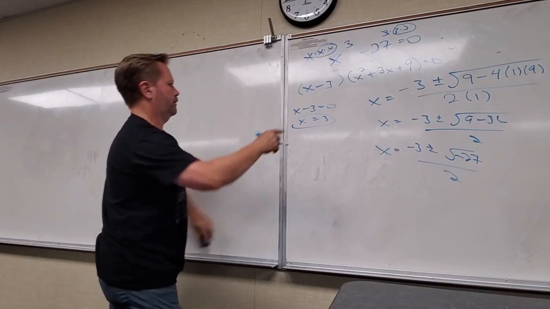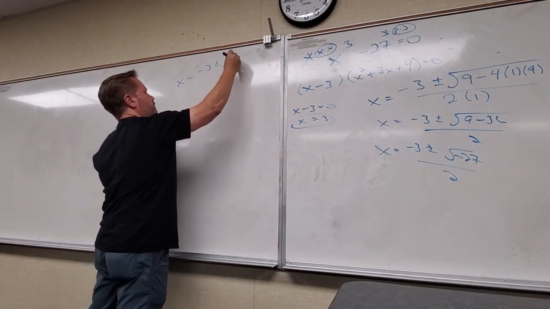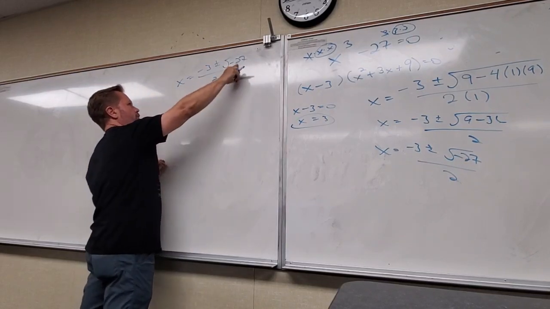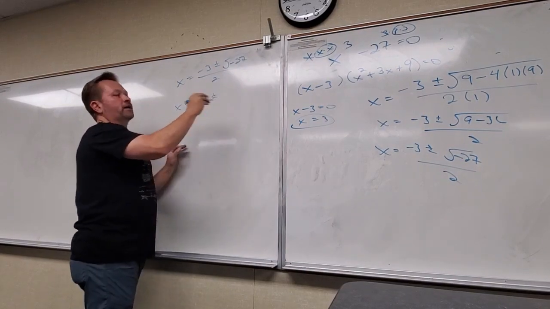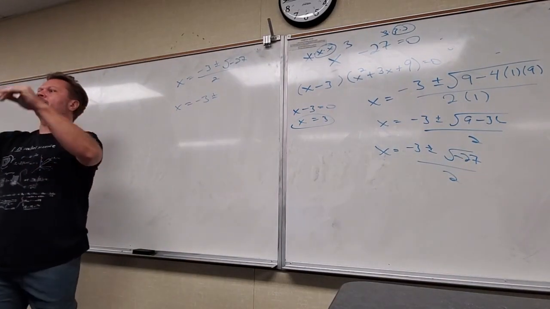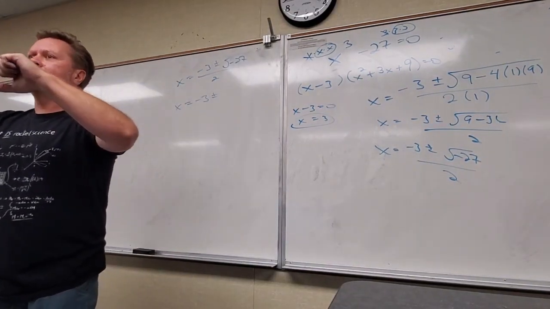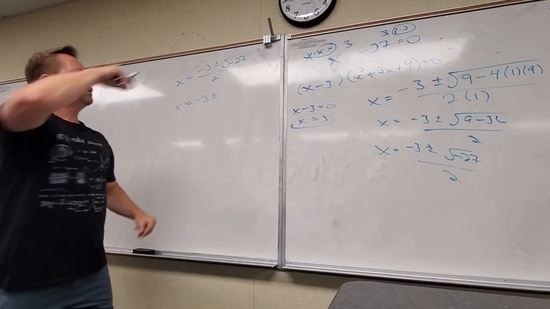All right. So, negative 3 plus or minus. This is not a good place to stop. You're not done. Simplify this. Watch this. Anytime I have a negative, what's the square root of 9? 3. What's the square root of negative 9? 3i.